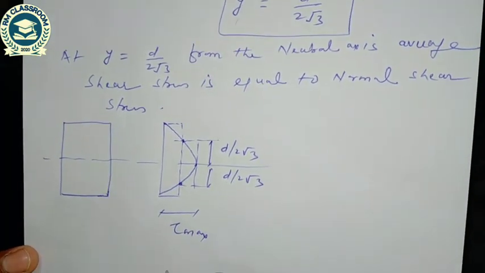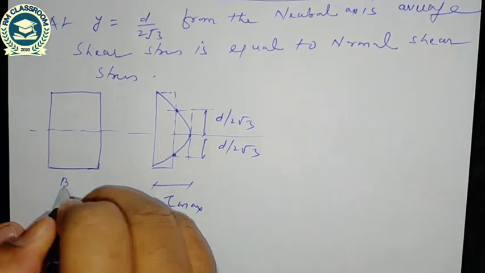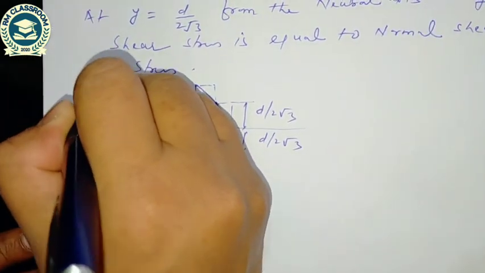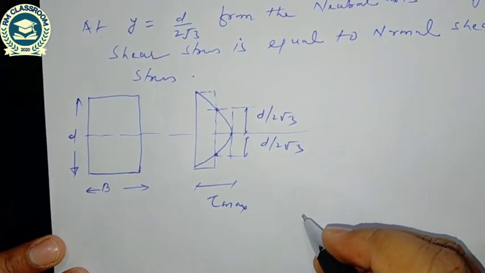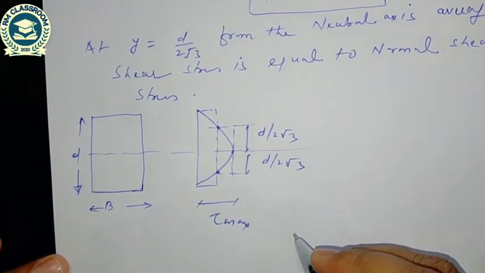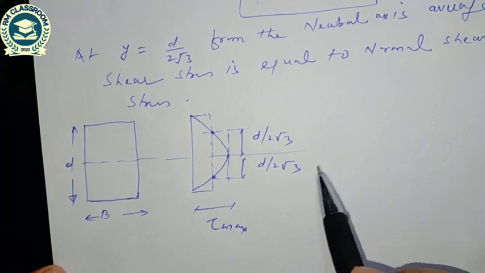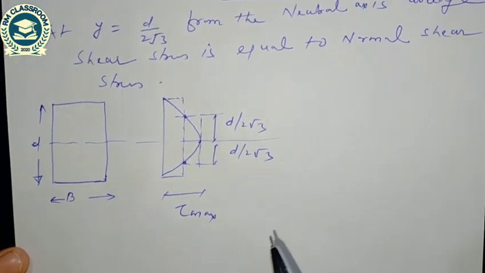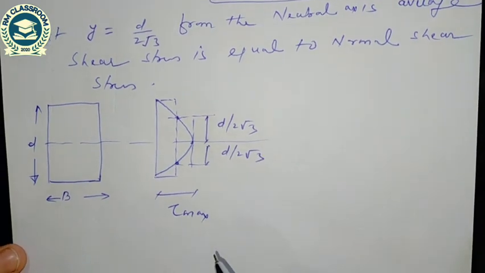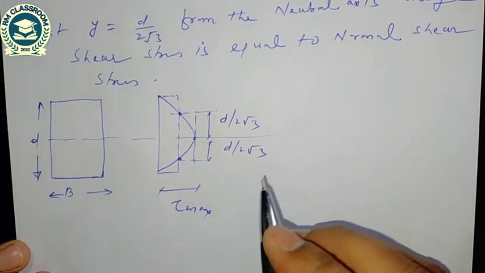So this is the distribution of shear stress in the rectangular section, and we have seen the expression of shear stress in a rectangular section, that is 6V by B d cubed, times d square by 4 minus y square, and average shear stress is V by BD, and maximum shear stress occurs at the neutral axis.